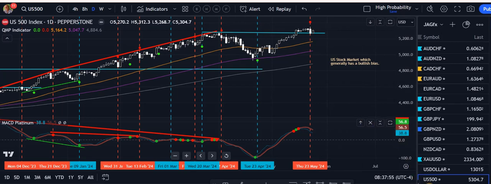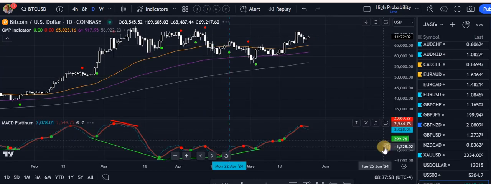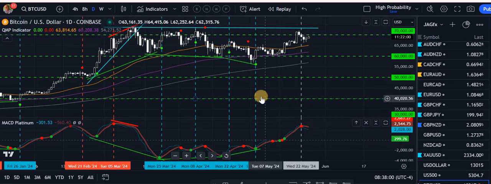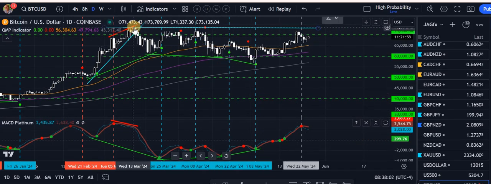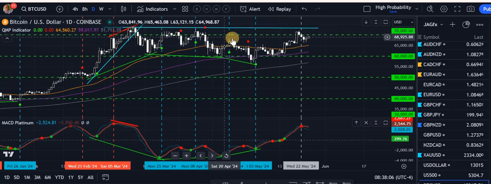BTC USD, Bitcoin, maybe. There we go. All right, we're back up to the previous highs here. So what's the high? Probably around here, 73,100 and something. Had another go at it here, and here we go, had another go at it here.